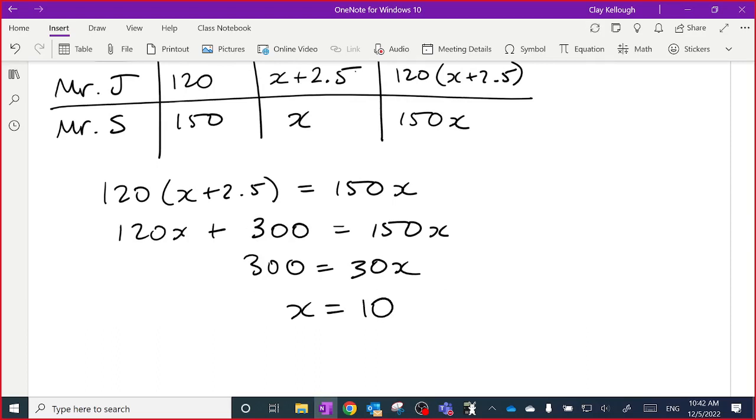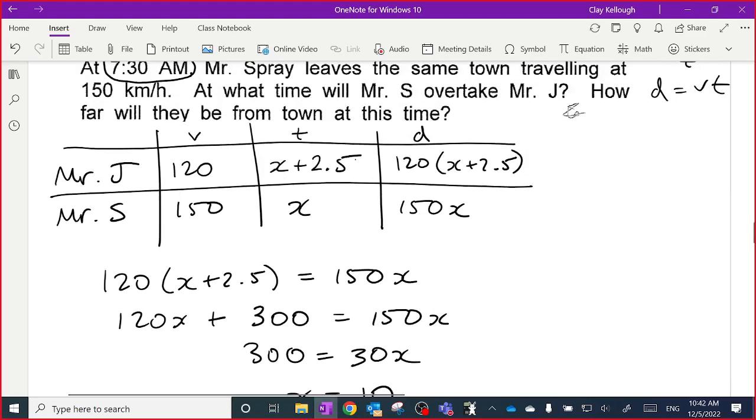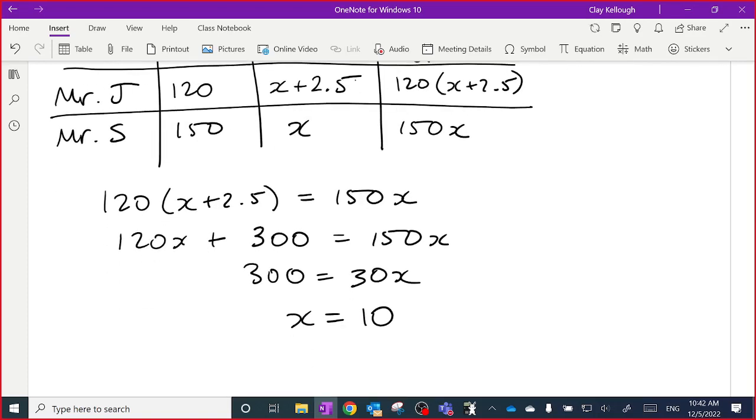Now, what is that? Again, always ask yourself, what did they want me to do? They wanted me to actually find out how far away and at what time. So two things I'm looking for. What time and how far away are they when that happens? So time, we actually already know now. Time is 10 hours, but when I say at what time, you can't say 10 hours. You have to refer to a clock.